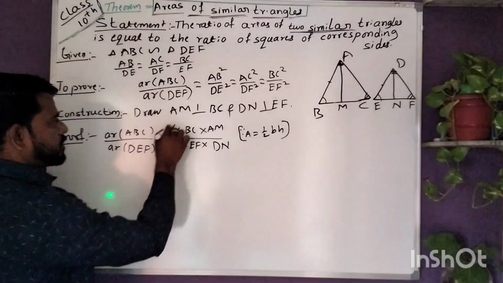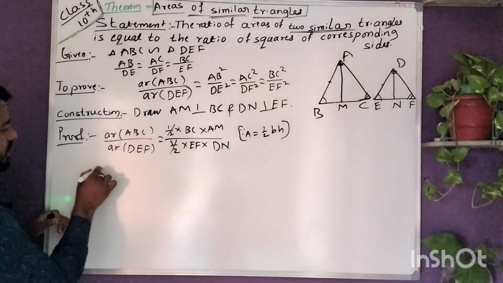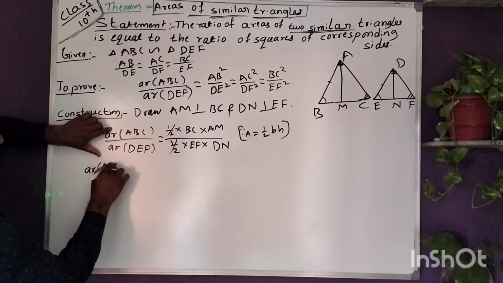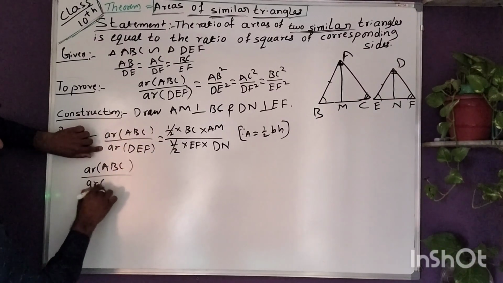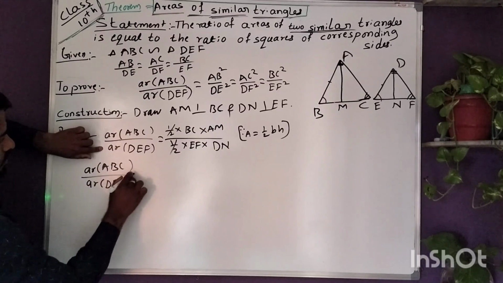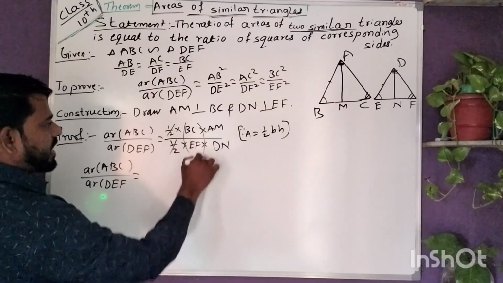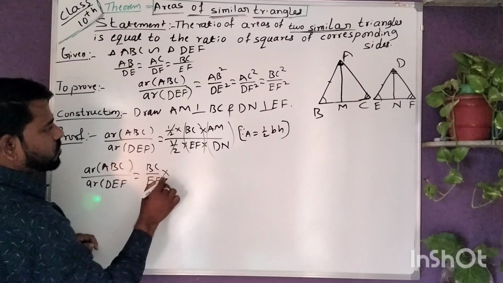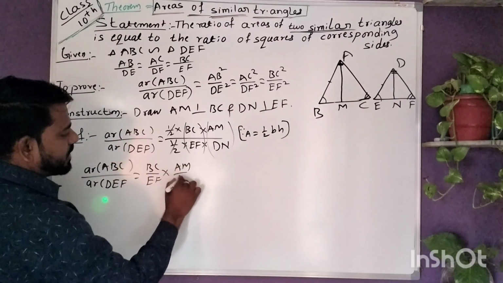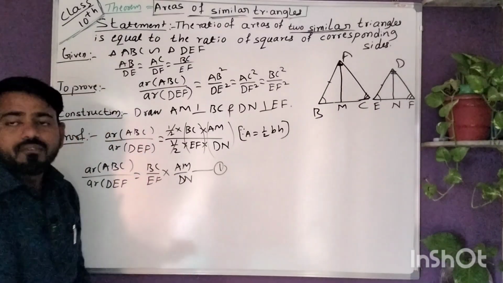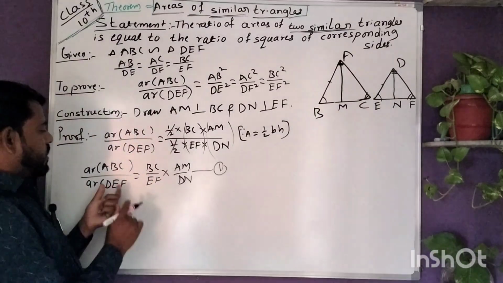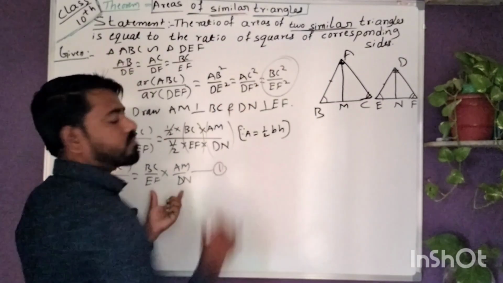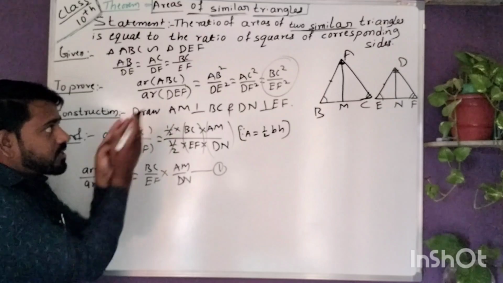Here you cancel the same things from both numerator and denominator. Write what remains: area of triangle ABC by area of triangle DEF. I rearrange this as BC by EF into AM by DN, called equation number 1. Here we want to prove area of ABC by DEF is equal to BC square by EF square.